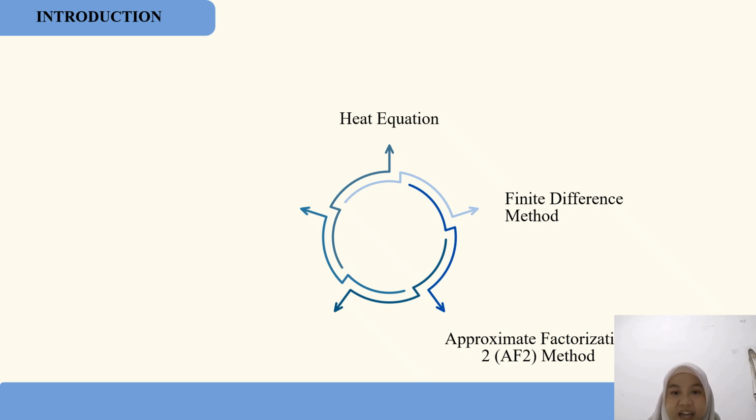Various studies have shown that the factorization method provides solutions with small error and good numerical stability compared to explicit methods. Therefore, conducting numerical analysis using the approximate factorization 2 method for the two-dimensional heat equation is essential to examine its accuracy or error, stability, and consistency with the analytical solution.